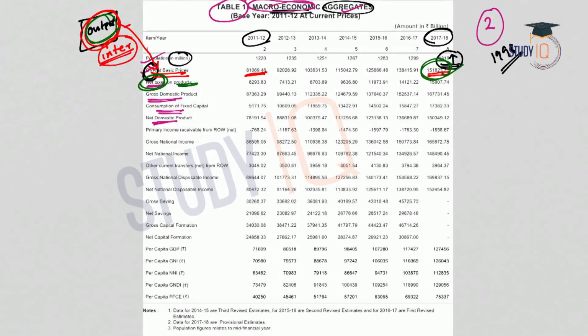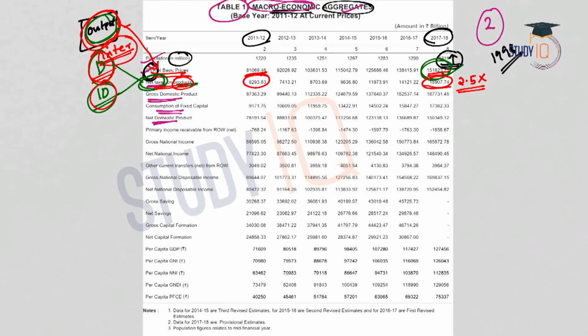Now the third one is net taxes on products. So what is meant by net taxes on products? It is indirect taxes. So there are two types of taxes, direct taxes and indirect taxes. So direct taxes is charged on individuals or firms, not on products. So it will be either on individuals, for example income tax, corporate tax which are charged on firms, etc. So this is indirect tax, net taxes on products. So from 2011-12 to 2017-18 there is a significant increase, around 2.5 times increase in the net taxes on products.